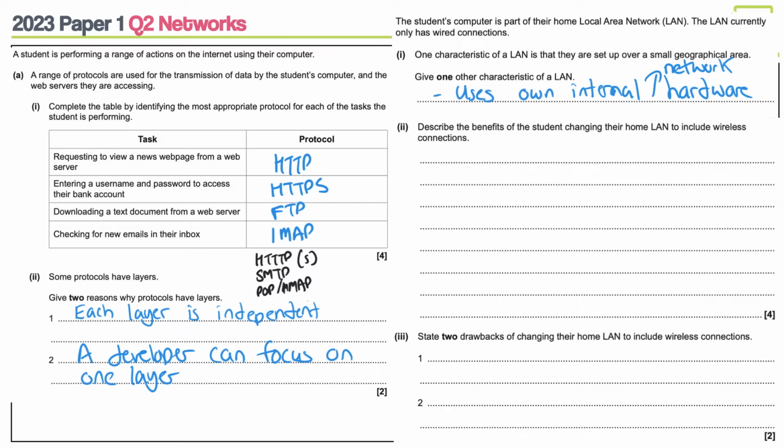In this case, it's saying to include wireless connections. So what is the benefit? Well, if you don't have wireless connections, what would you have? Connected using Ethernet. So think about it from that perspective. They're all connected using Ethernet. What kind of problems do you have? Limited range, you'd have to be somewhere close to it.